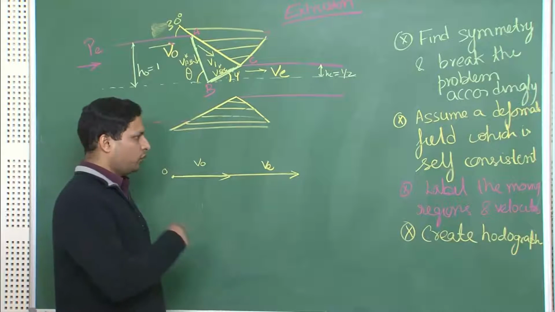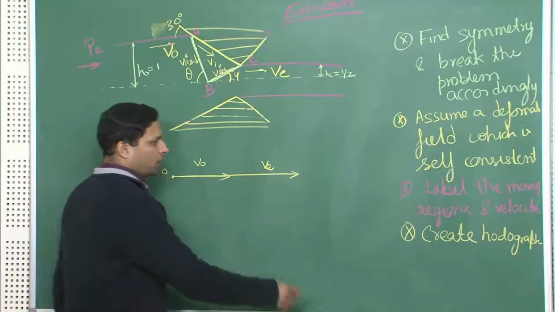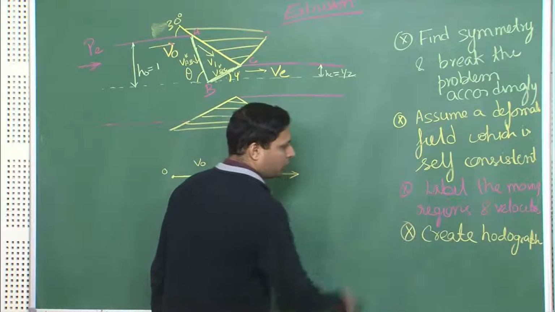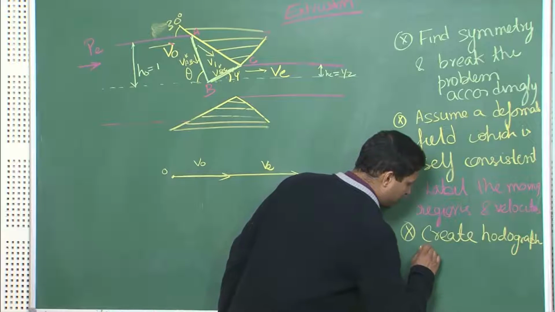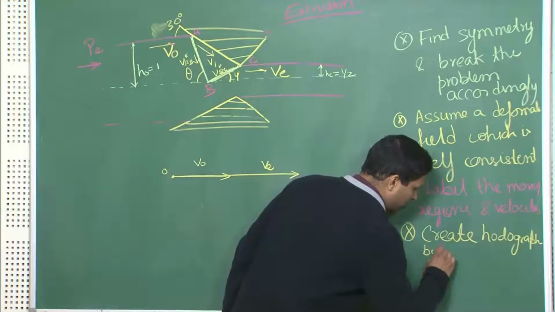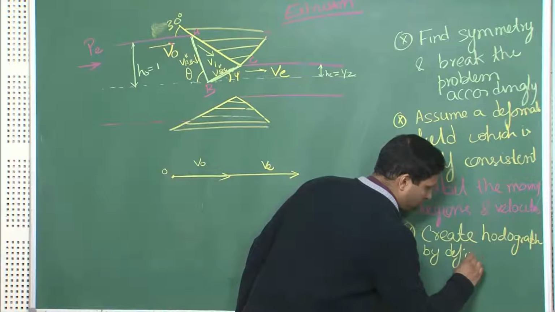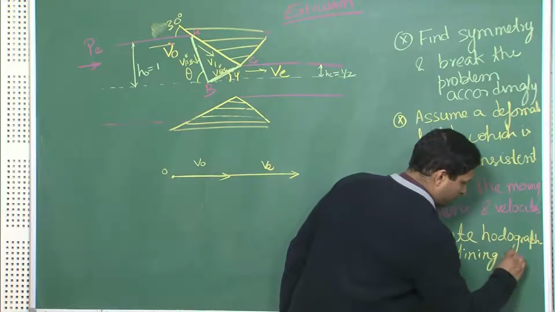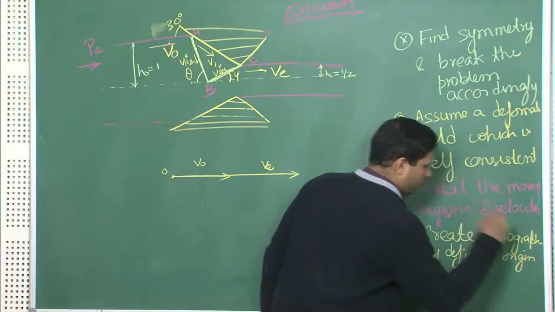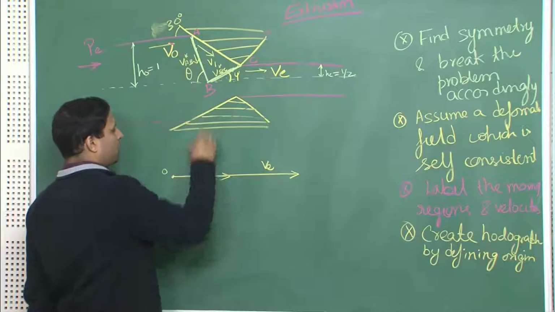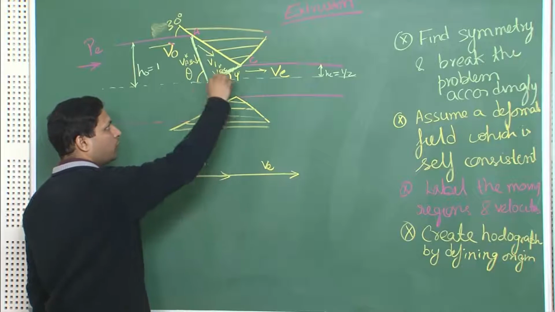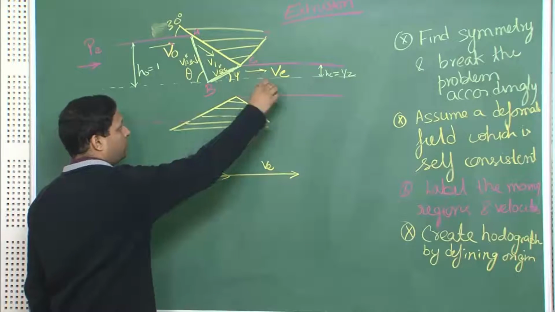So, we will continue where we left. We saw that the next step is to create the hodograph. Let me be explicit by first defining the origin. Okay, so I have defined an origin. With respect to that, I will draw the velocities first of the moving elements V0, V1, Ve.